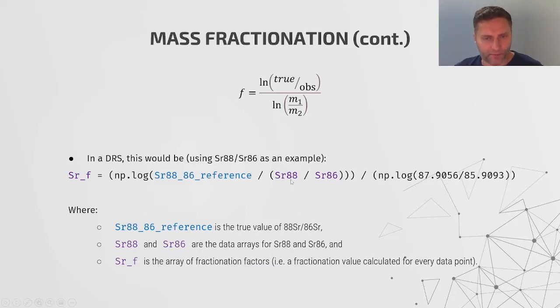Then we would have our observed ratio here. So these are the arrays of strontium-88 and strontium-86. That would make up this observed value here, and that's put into the numpy.log function, and that will create this top line here. In the bottom line, we're using numpy.log on the atomic masses, and that would actually work out our strontium fractionation factor. So this would be the F that we could then use in that previous equation to work out the true value of our ratio.